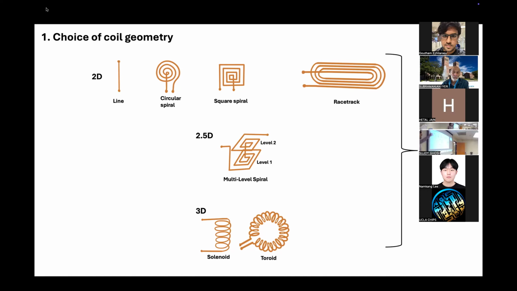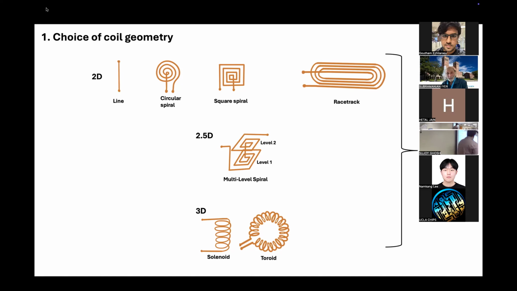If you're talking about a 2D geometry, there are these possibilities: a line, circular spiral, square spiral, and racetrack. We'll talk a little more about why the racetrack is particularly important. Then there is a 2.5D approach, where you have multiple two-dimensional levels connected through a via. You can make essentially a three-dimensional inductor, but it's not truly three-dimensional because in one of the dimensions it's restricted to a via. Gautam, I should mention, this is the correct use of the word 2.5D, because it's not referring to an interposer. It's pseudo 3D, right? Yeah, correct.